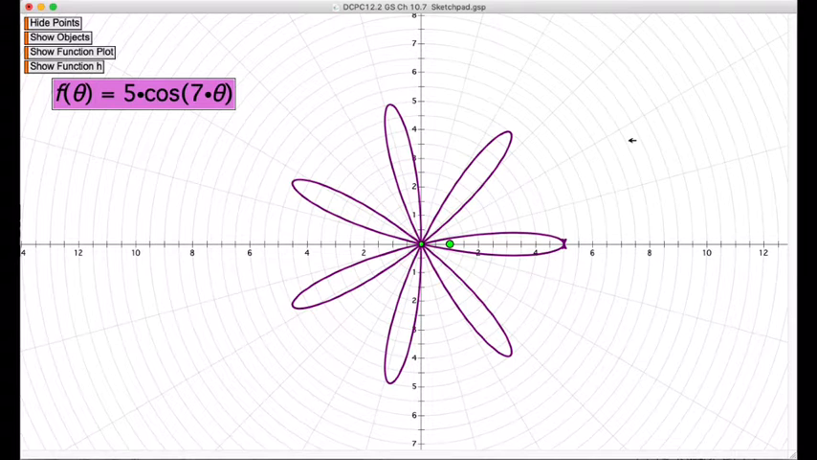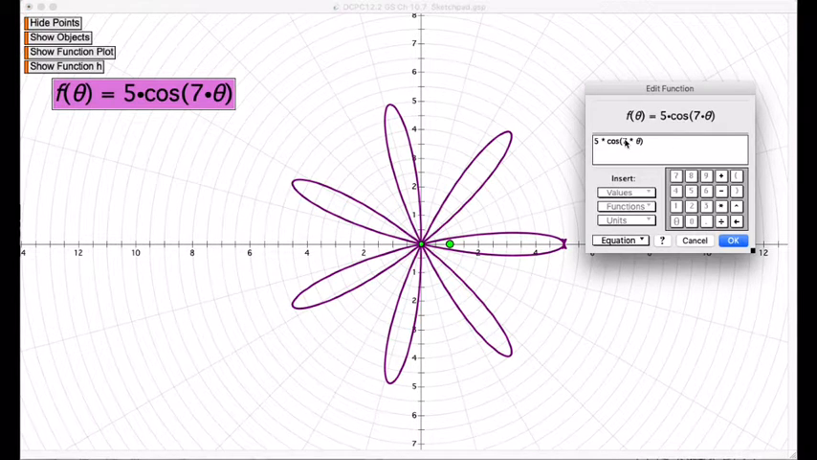So 3 theta, 3 petals. 5 theta, 5 petals. 7 theta, 7 petals. What if I tried 4? Okay, you can just say it out loud or think it to yourself. How many petals do you think 4 would have?